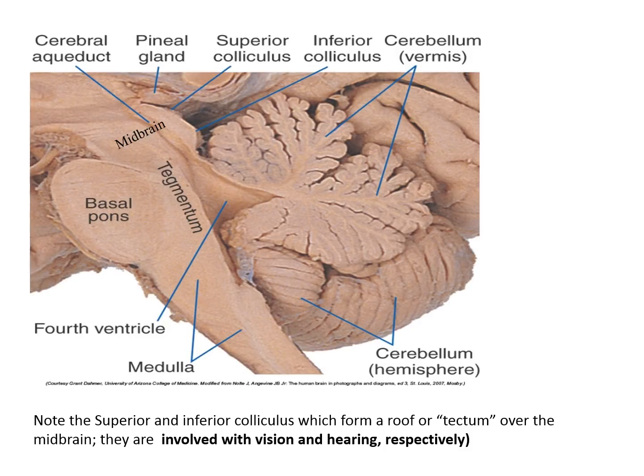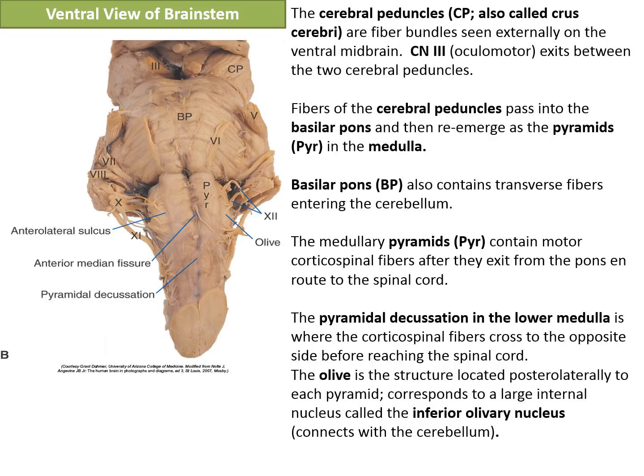If we look at this blow-up of the brainstem, we can see these areas now clearly: the superior and inferior colliculi, cerebellar vermis, the tegmentum, the central portion of the midbrain, which travels down through the medulla and pons, as well as the basal pons, which is essentially attached onto the core of the midbrain. And we can see the fourth ventricle and the cerebral aqueduct. The tectal regions are involved in vision and hearing.